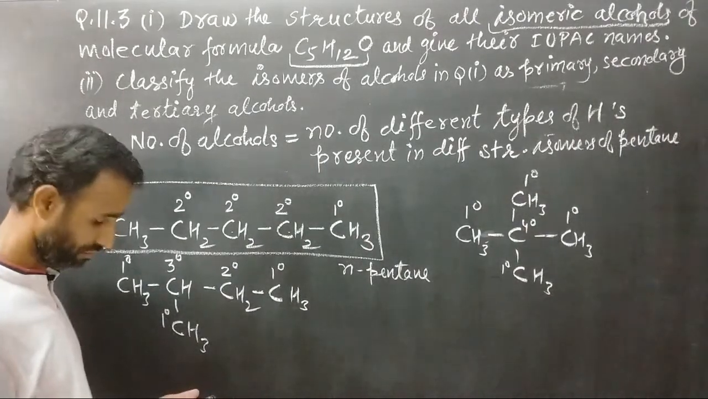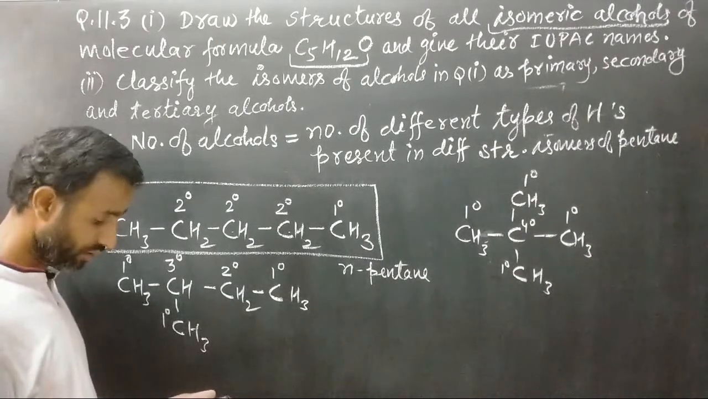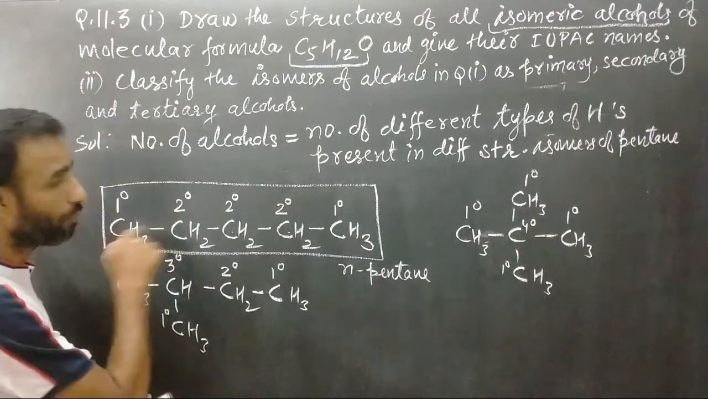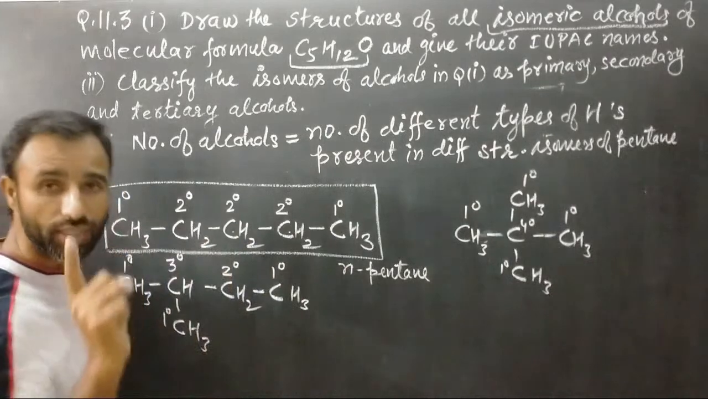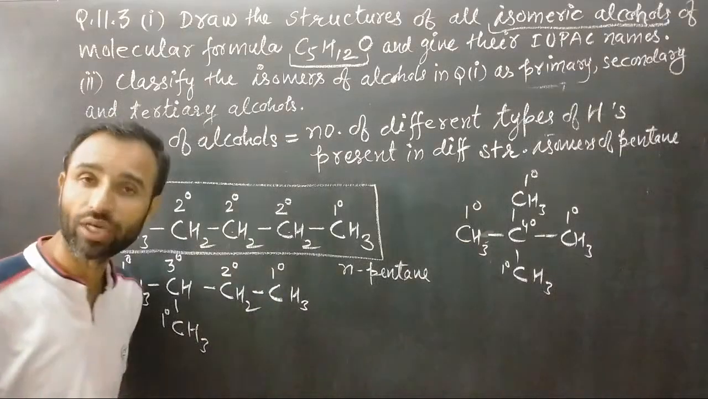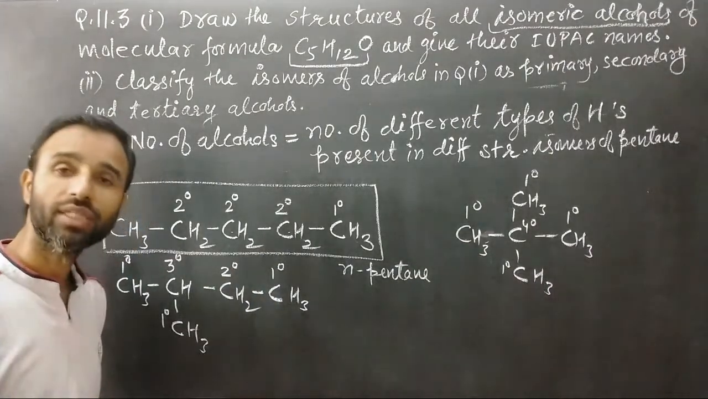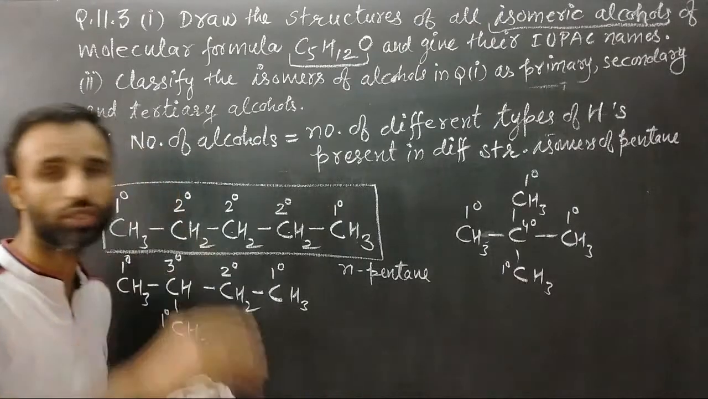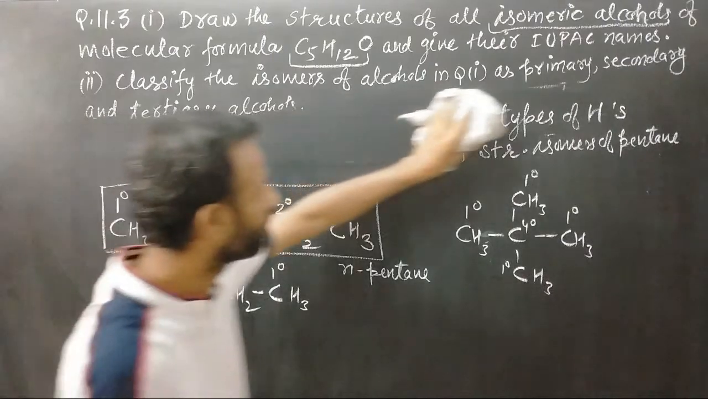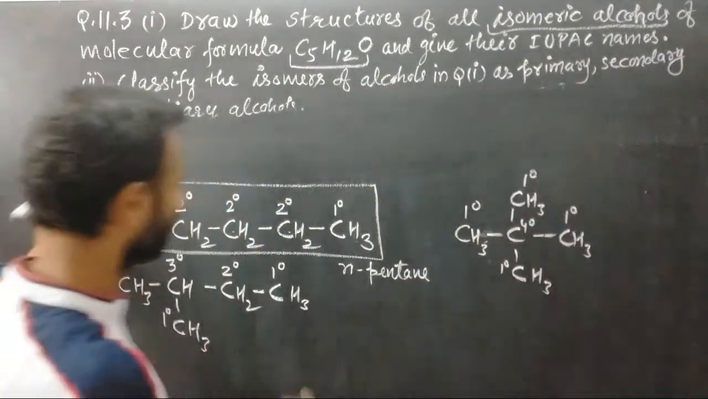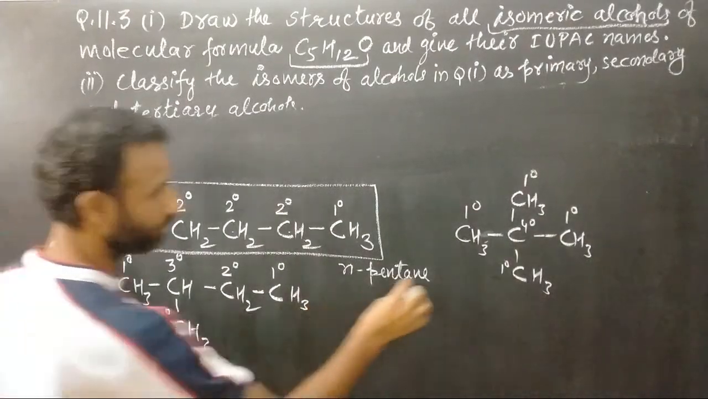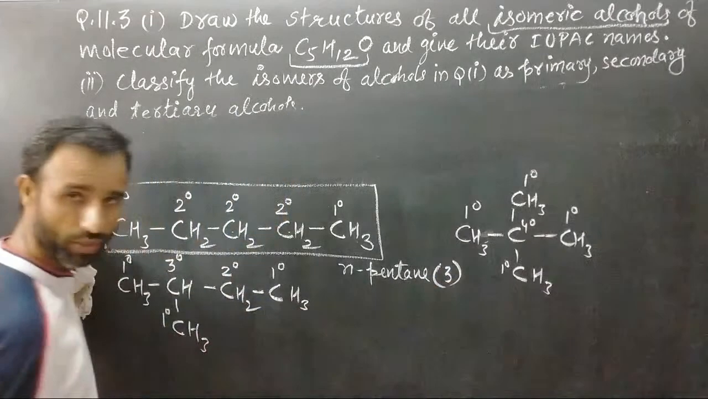Harshil, very good. Swati, great. There are three types of hydrogens: one type of primary and two types of secondary. In normal pentane, we have three types of hydrogens, and that's why there are three types of alcohols. In normal pentane, we have three types of alcohols.